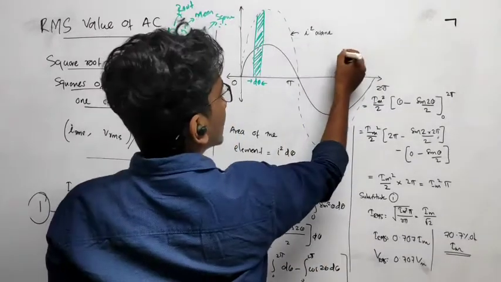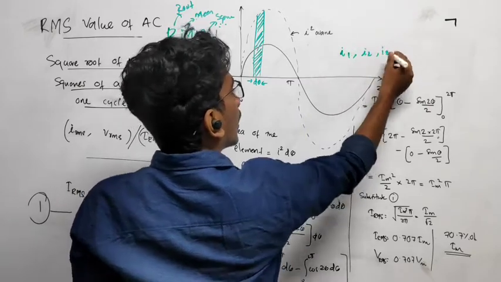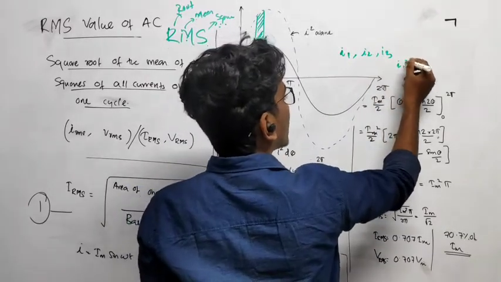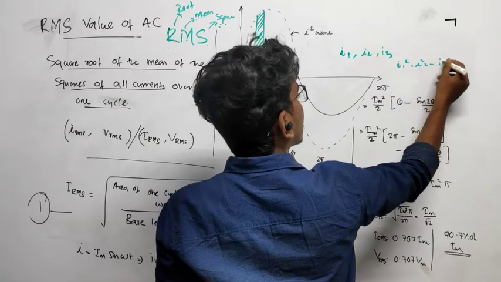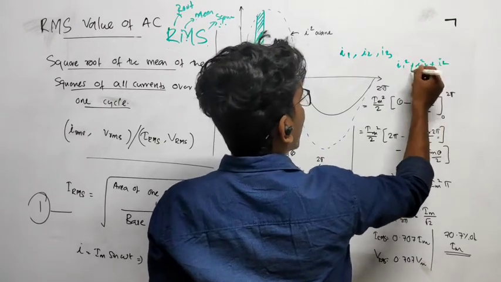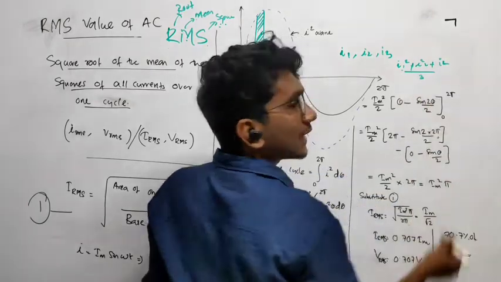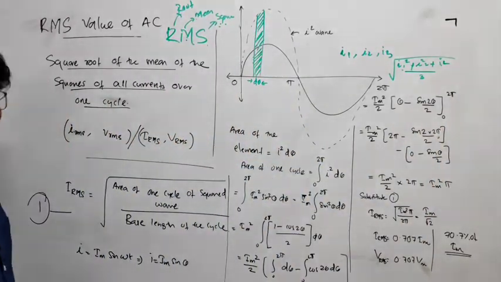So for example, there is I1, I2, I3. How do you take the RMS? First is square. So I1 square, I2 square, I3 square. Then mean: I1 square plus I2 square plus I3 square, divided by 3. Then root. This is what RMS is.